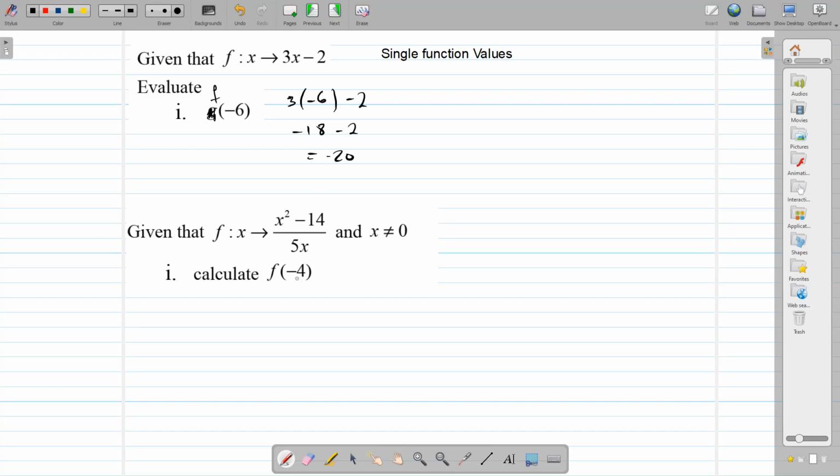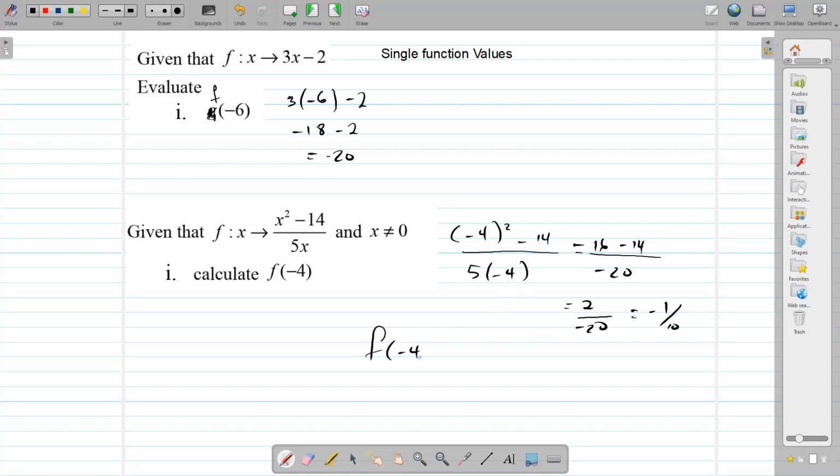In this question, to find f of negative 4, we simply drop our negative 4 here and here. So we're going to have negative 4 squared minus 14 over 5 times negative 4. Now when we square our negative 4, the answer is going to be a positive 16, minus 14 over negative 20, which gives us 2 over negative 20, which can be further simplified as negative 1 over 10. So f of negative 4 here gives us the result of negative 1 over 10.